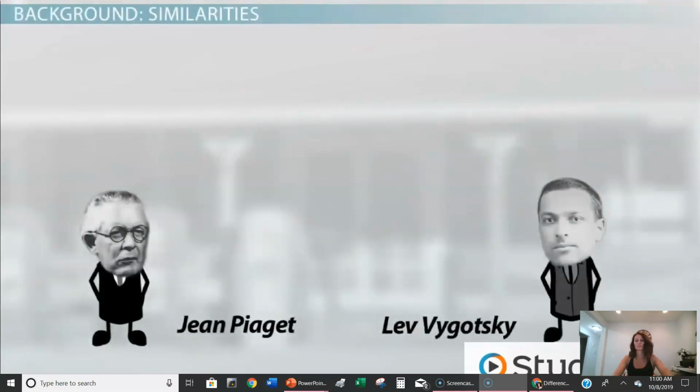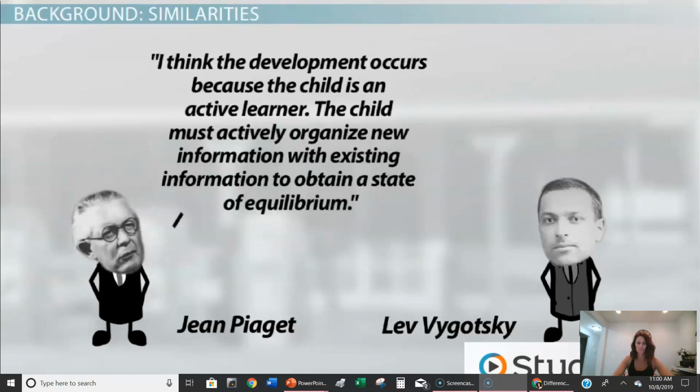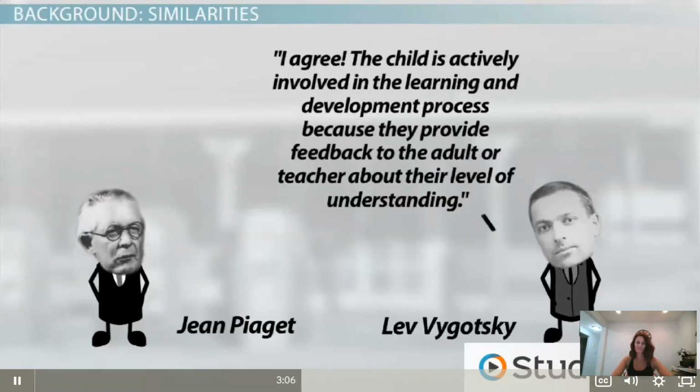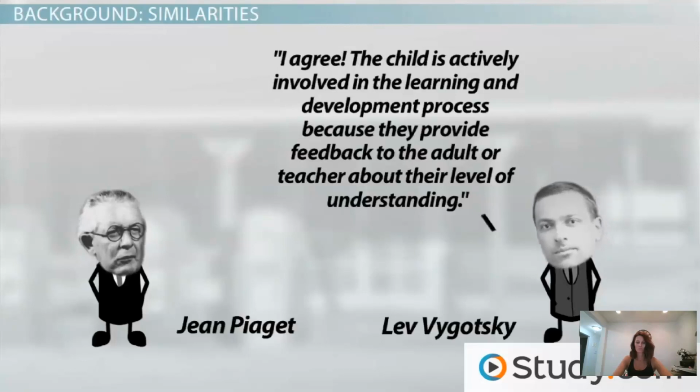Vygotsky and Piaget have similarities between their 2 theories of cognitive development. There are also several differences. Let's see how these 2 psychologists differed and agreed on the cognitive development of children and adolescents. I think the development occurs because the child is an active learner. The child must actively organize new information with existing information to obtain a state of equilibrium. I agree. The child is actively involved in the learning and development process because they provide feedback to the adult or teacher about their level of understanding.